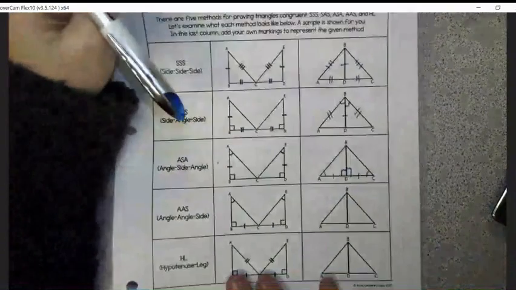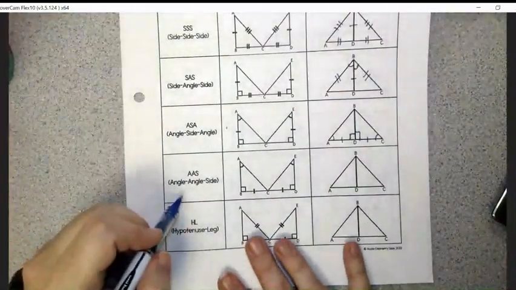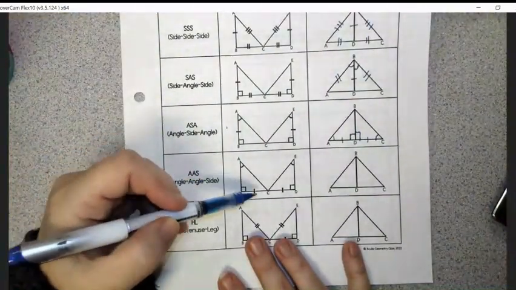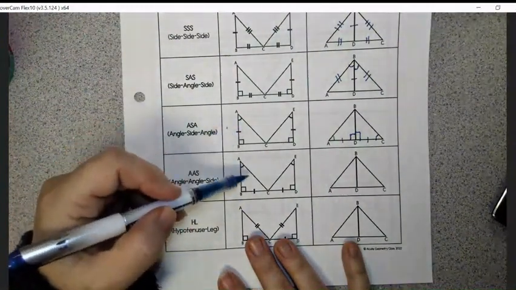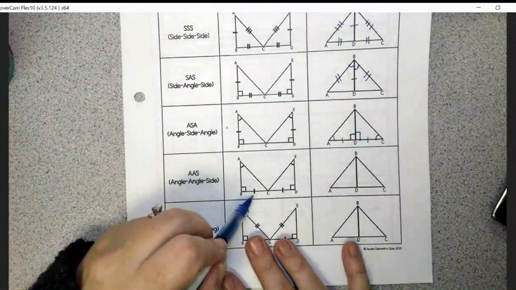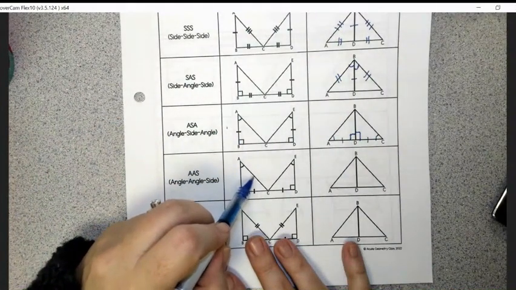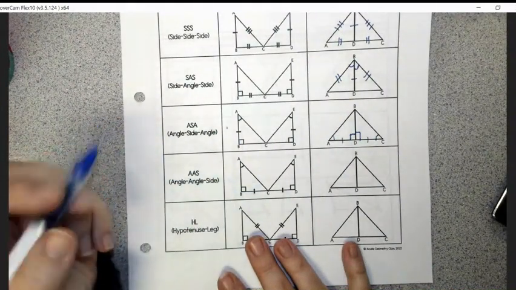Okay, the 4th way to prove triangles are congruent is angle angle side. So this time you have 2 angles, but the side is not between the 2 angles. See how these 2 are different? They use this angle or this side. It could have also been this side, would have also made it angle angle side.